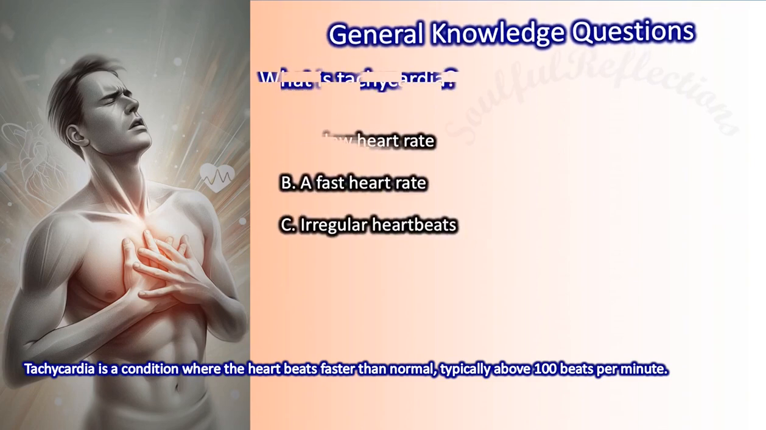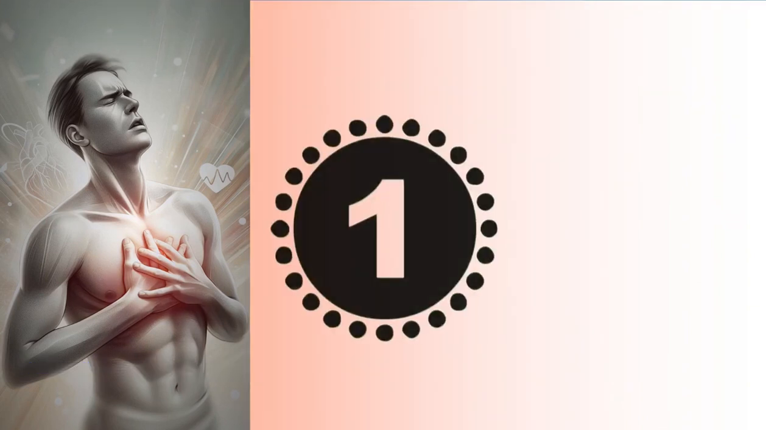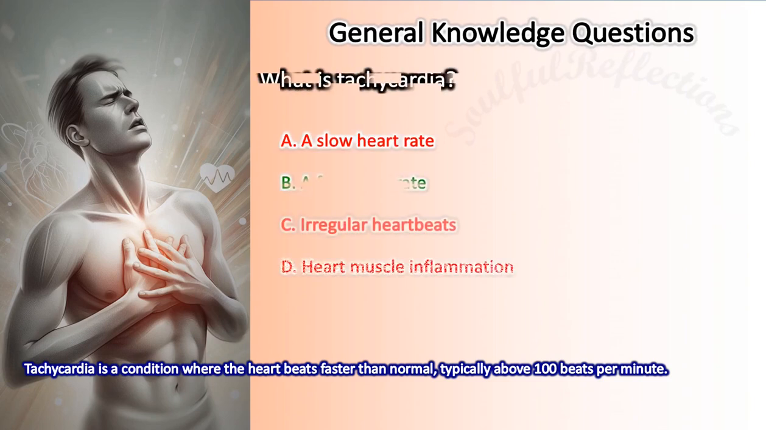What is tachycardia? Option 1, a slow heart rate. Option 2, a fast heart rate. Option 3, irregular heartbeats. Option 4, heart muscle inflammation. The answer is Option 2, a fast heart rate.